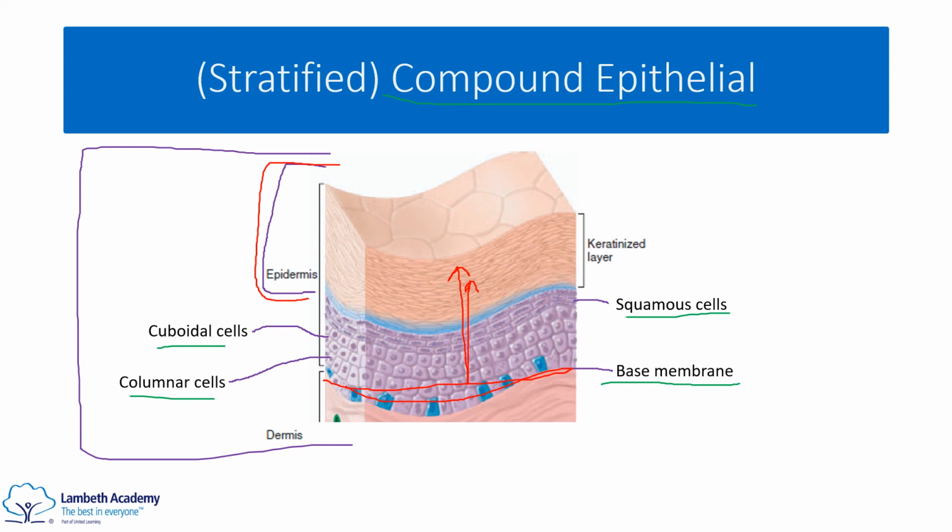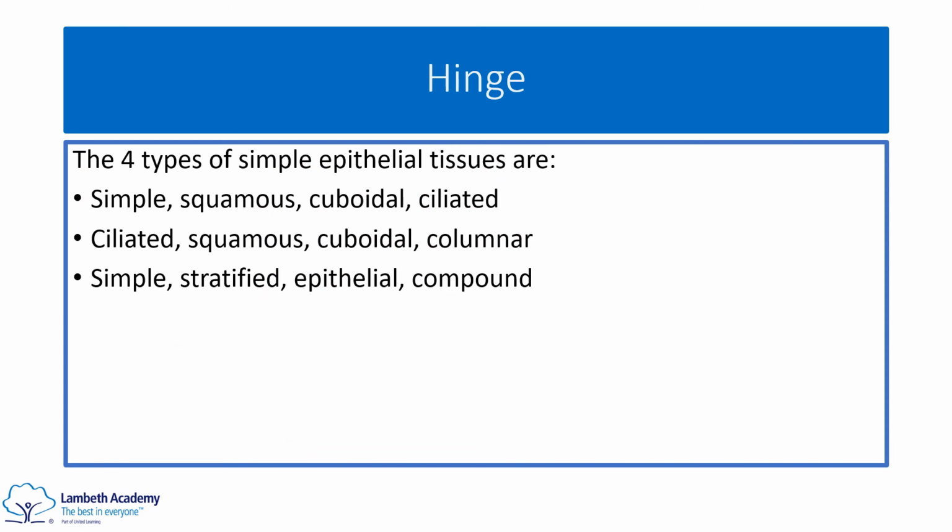We're now going to move on to looking at a couple of hinge questions. Then I want you to answer some questions on your Microsoft forms. Looking at this hinge question, there are 4 types of simple epithelial tissues, and they are either 1, simple tissues, squamous, cuboidal and ciliated; 2, ciliated, squamous, cuboidal or columnar; or 3, simple stratified epithelial or compound. Please pick your answer 1, 2 or 3 now. We will go through the correct answers in 5 seconds.